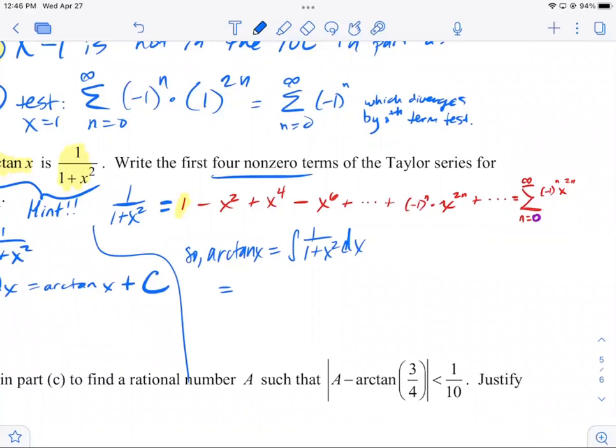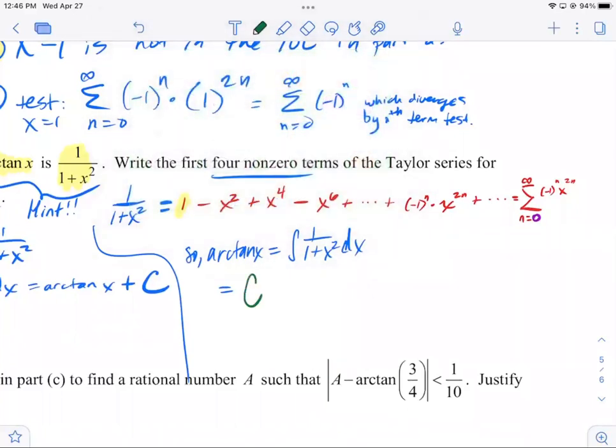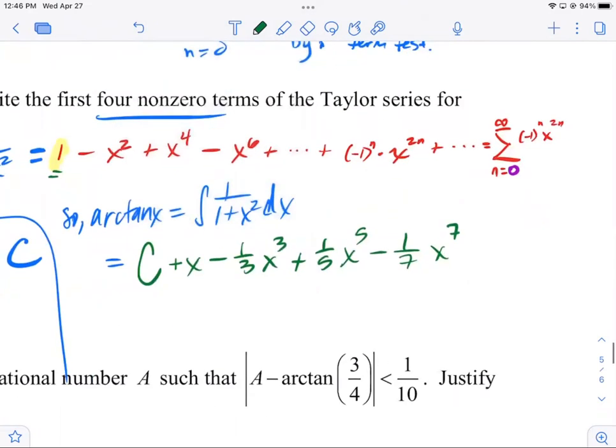What could we put first if we're doing the antiderivative? Plus c, we can put it first. Now I'll integrate each term. The antiderivative of 1 is x, so it's plus x minus 1/3 x cubed, and then plus 1/5 x to the 5th minus 1/7 x to the 7th. That's 4 non-zero terms. Plus dot dot dot plus.